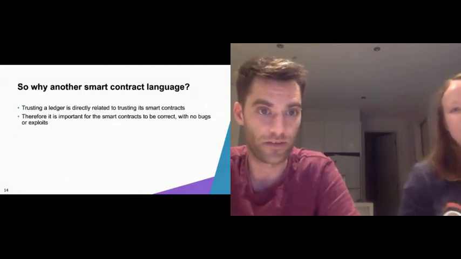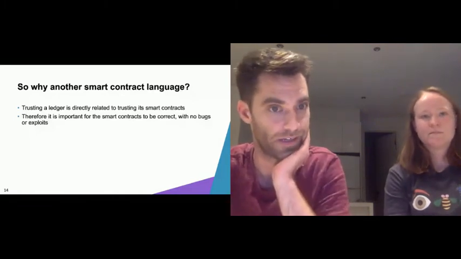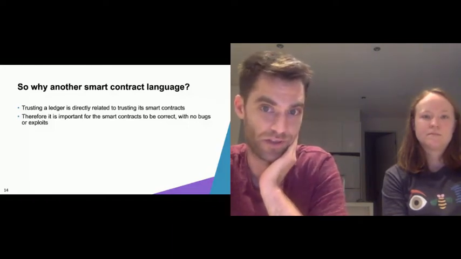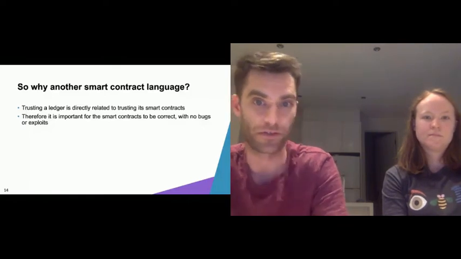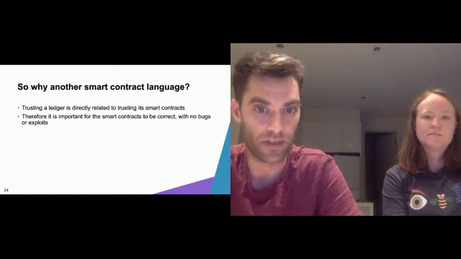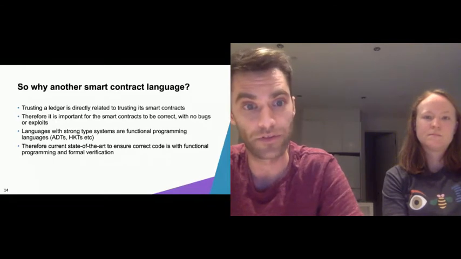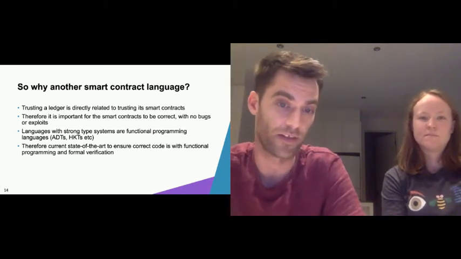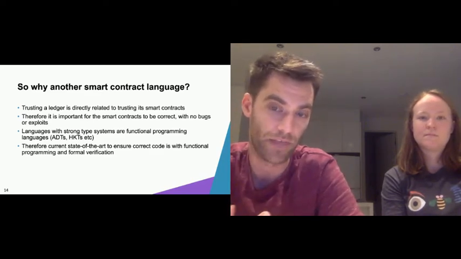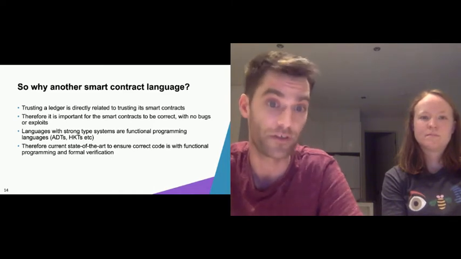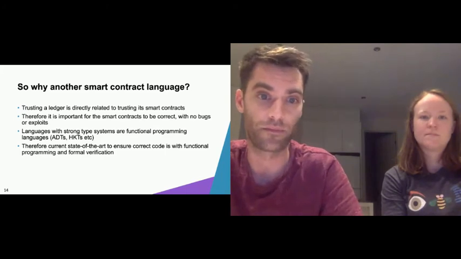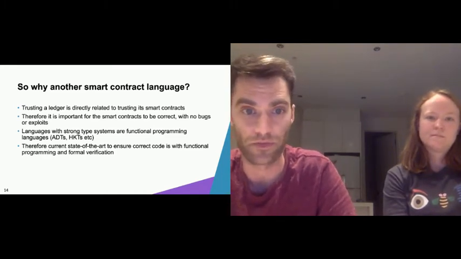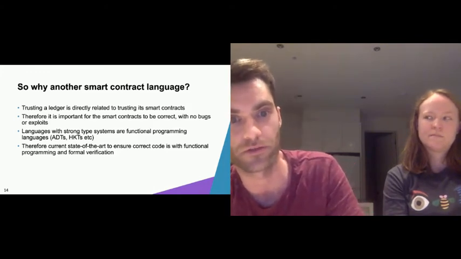So with that in mind, why another smart contract language? Hopefully from those previous slides, it gave you a bit of an idea. But trusting a ledger is directly related to trusting smart contracts. And trusting smart contracts means you're trusting the code that wrote those contracts, and therefore it's important for those contracts to be correct. And languages with strong type systems are pretty much always functional programming languages. And this is the bit that if I had an hour, I would go into more detail, but things like algebraic data types and higher kinded types and all the things that come from lambda calculus that make up a functional programming language, sorry, is what makes it a strong type system. That's all I'll go into for now, but if you're interested, strong type system is the official term for it, and there's a Wikipedia page about what a strong type system means.